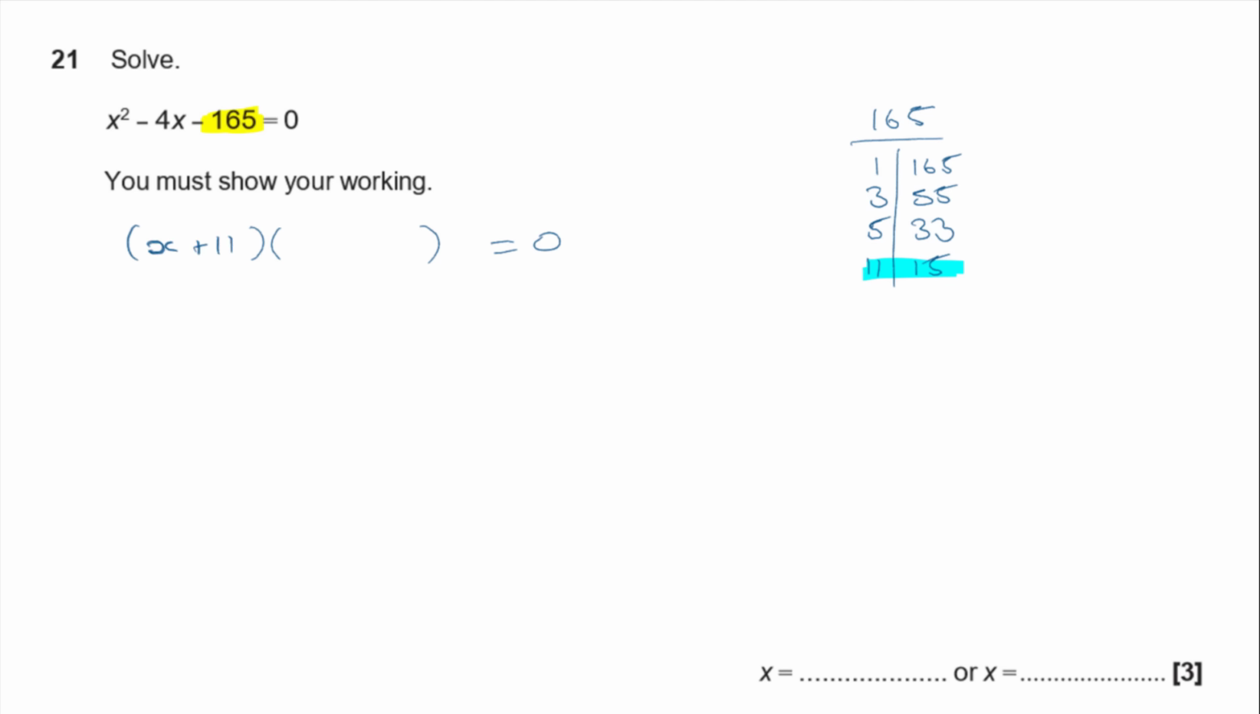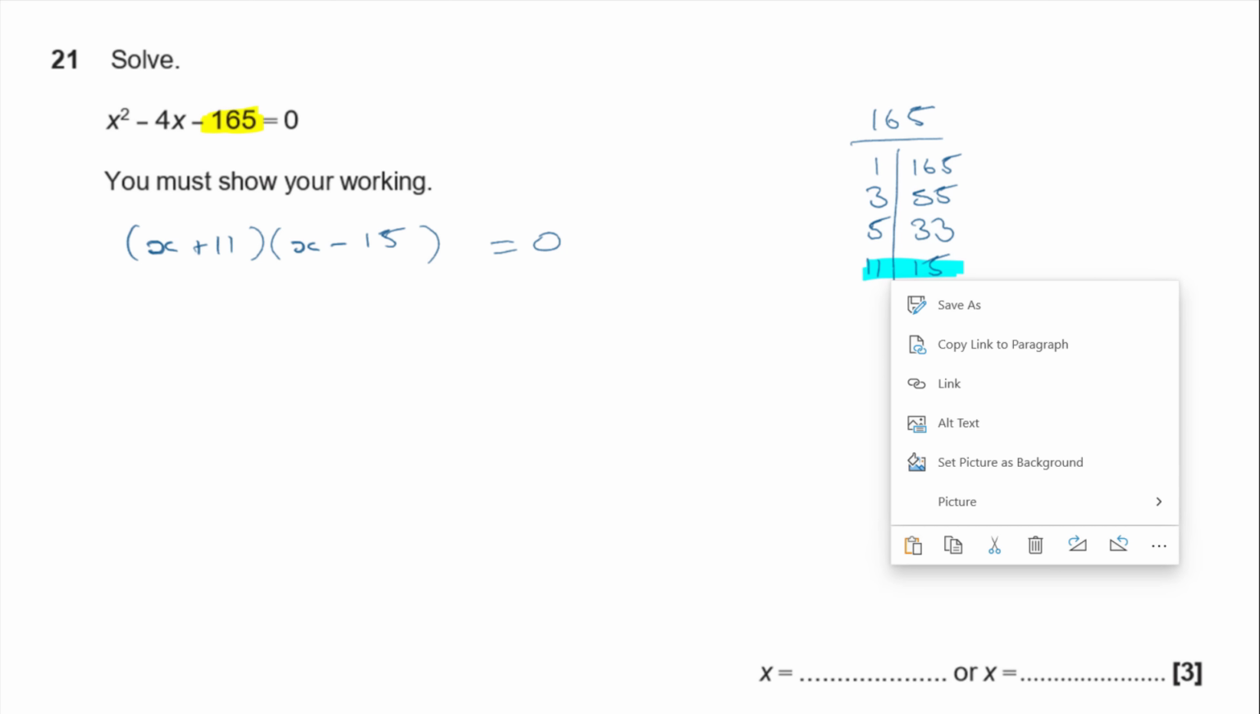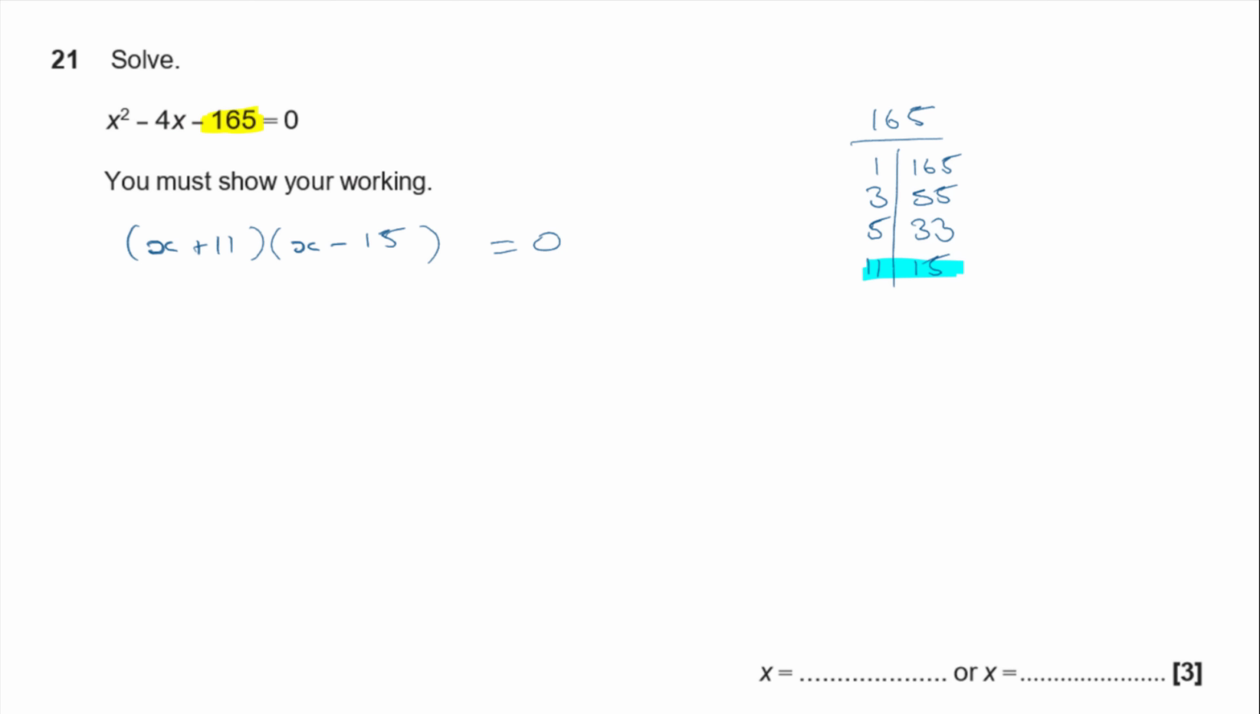So I'm going to make (x + 11)(x - 15) = 0. Now if two brackets multiplied together give you 0, it means that one or other of the brackets must be equal to 0. So let's assume that the first bracket is equal to 0. x + 11 is 0, so that means x is equal to -11. Or it could be that x - 15 is equal to 0, in which case x is equal to 15. So there are my two solutions then. Either x is -11 or x is positive 15.